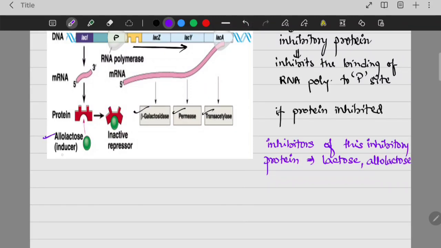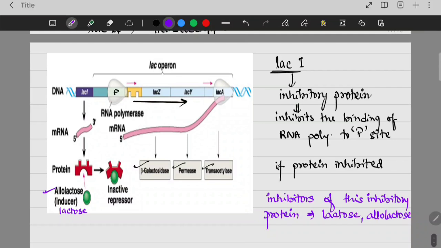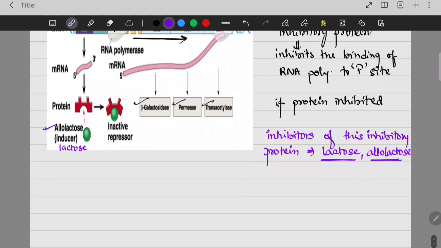As here it is given also lactose. See, if only the lactose is present, then we have to induce this operon system in the bacterial system, and the protein inhibition is must required. For this protein inhibition, these inducers, that is the lactose and allolactose, are required. In the surroundings, if only lactose and allolactose are present, the cell will take this lactose, the repressor protein is inhibited, and finally the transcription takes place, the mRNA is formed, and then the proteins are formed as required for the metabolism of lactose.